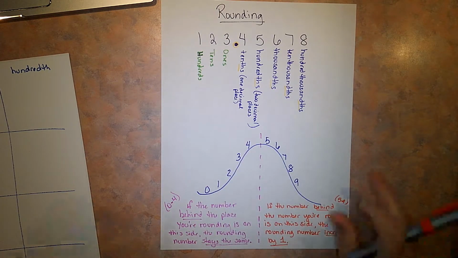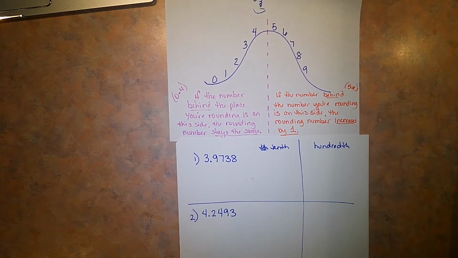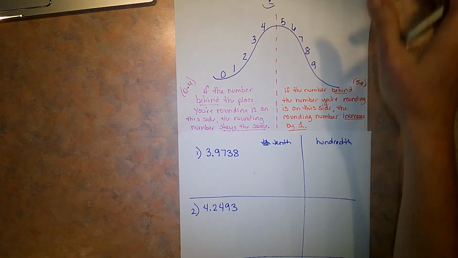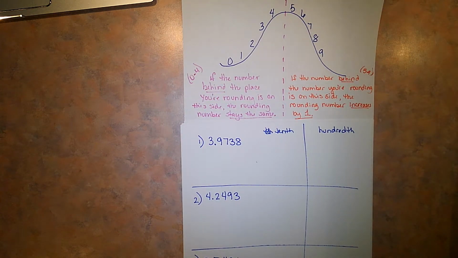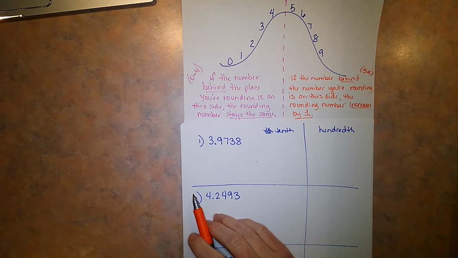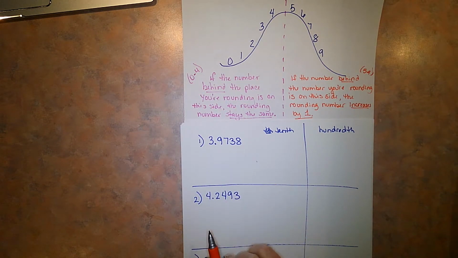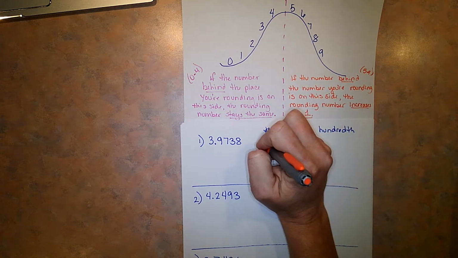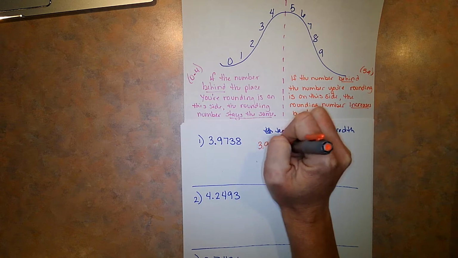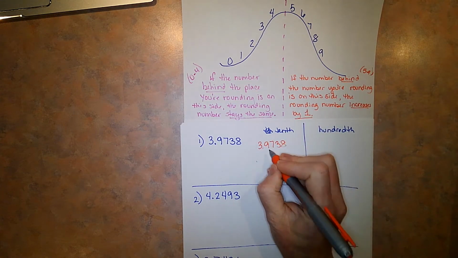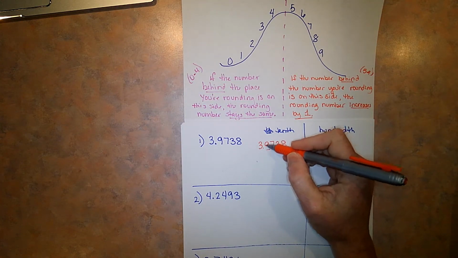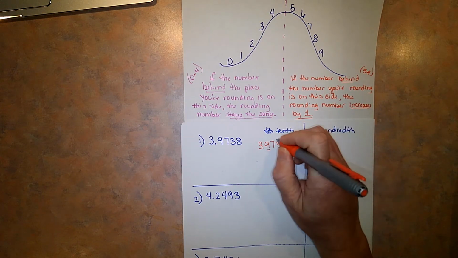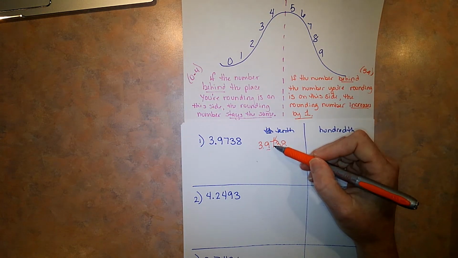So I've got a couple practice problems that I'm happy to do with you, and I'll round to 2 different places for each number just so you can get an idea of what to do in certain situations. Here's our first example. We've got this decimal as an answer, 3.9738. For the tenths place, 10 has 1 zero, so I'm going to go one number behind the decimal. That's the 9. This is the number that is either going to be rounded or stay the same. The number behind it is the one that decides that.